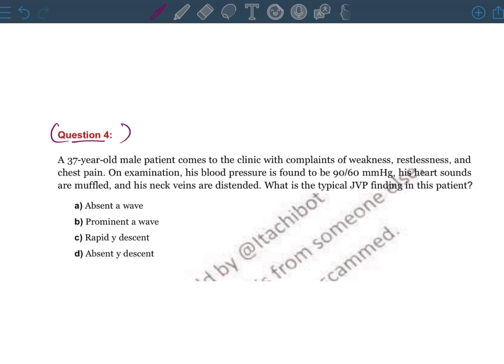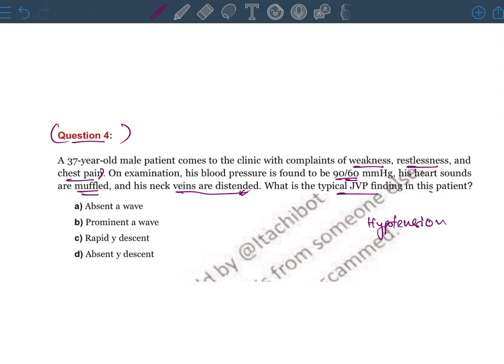Question 4. A 37-year-old male patient comes to the clinic with complaints of weakness, restlessness, chest pain. On examination, his blood pressure is found to be 90/60. Hypotension, clearly seen. His heart sounds are muffled and his neck veins are distended. What are the typical JVP findings in this patient? Hypotension, muffled heart sounds, distended neck veins and chest pain all refer to CT, cardiac tamponade.